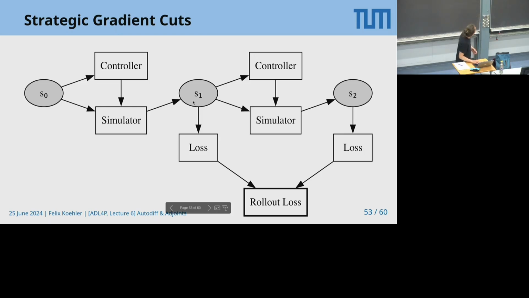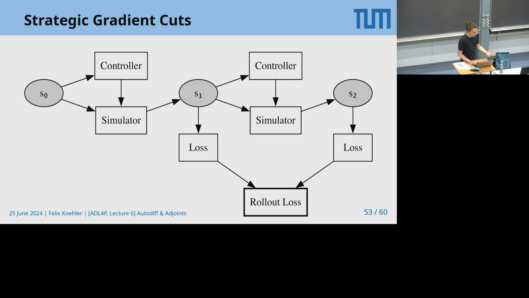This is an example you might recall from last week's lecture, where you have a rollout with simulation states S0, S1, and S2, and you advance the state through a simulator, with a neural network acting as a controller giving some information to the simulator to advance. Then at S1 and S2, you compute a contribution to a loss.